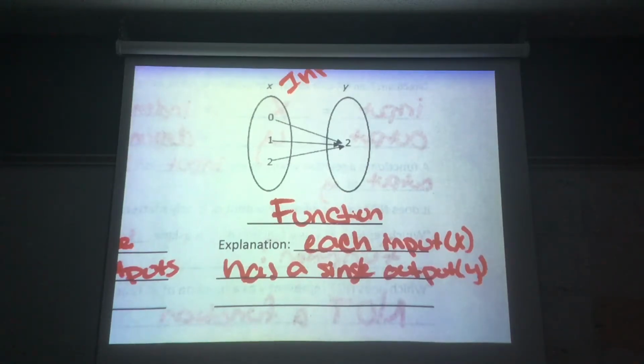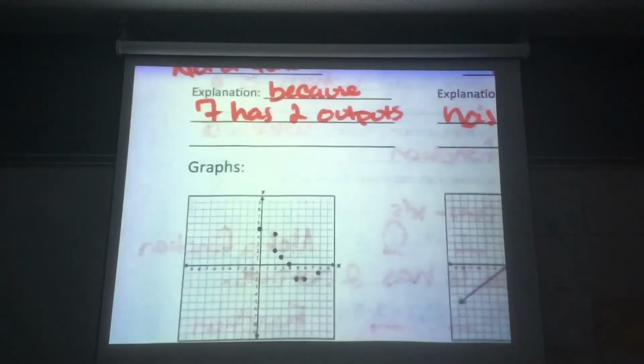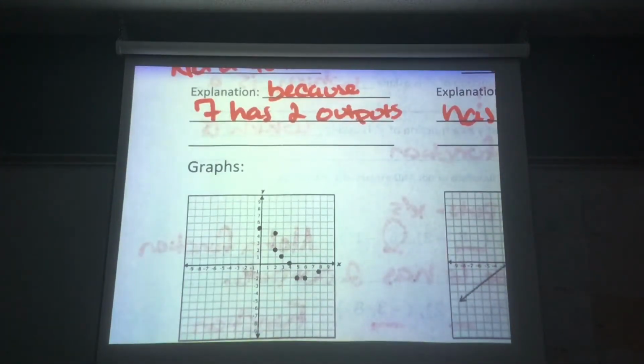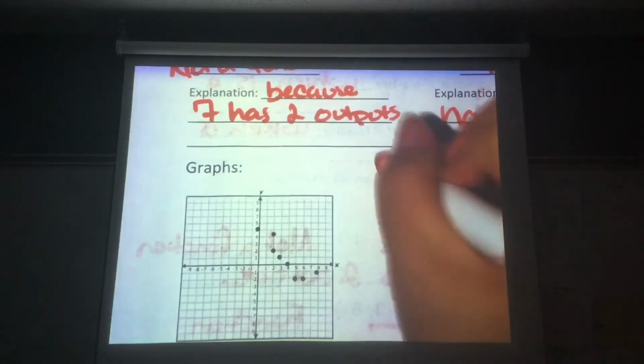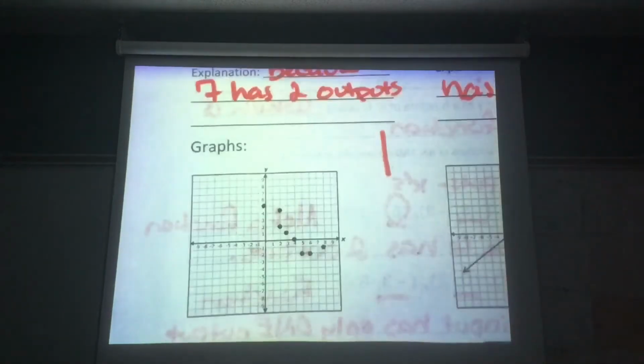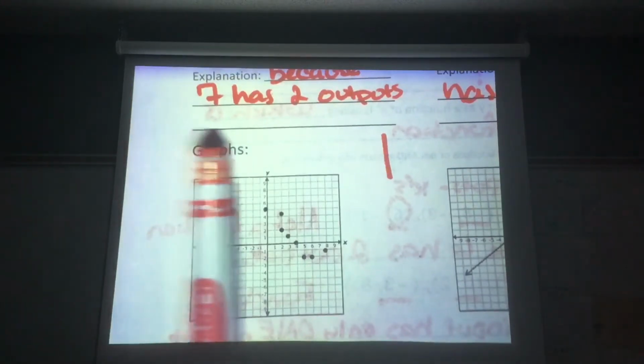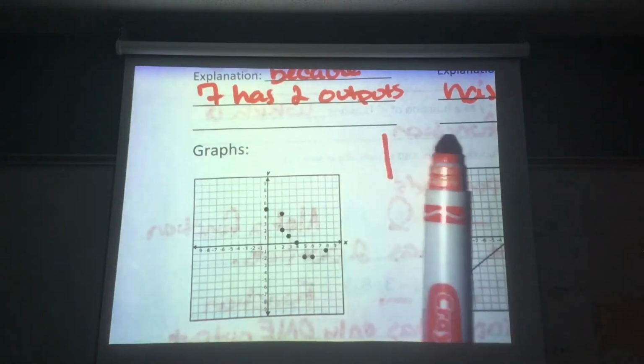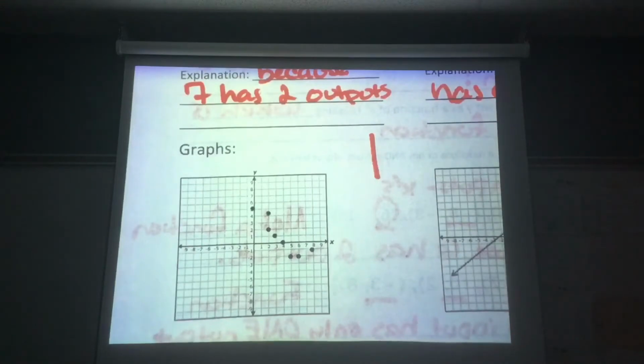So let's go ahead and look at graphs. So if you remember graphs, we have something called our vertical line test. So when we're looking at a vertical line, this direction right here, up and down, is a vertical line. So I'm going to imagine a vertical line passing through my graph. And when it's passing through my graph, at any point on the graph, it cannot cross more than once. If it crosses more than once, that means it has more than one output.